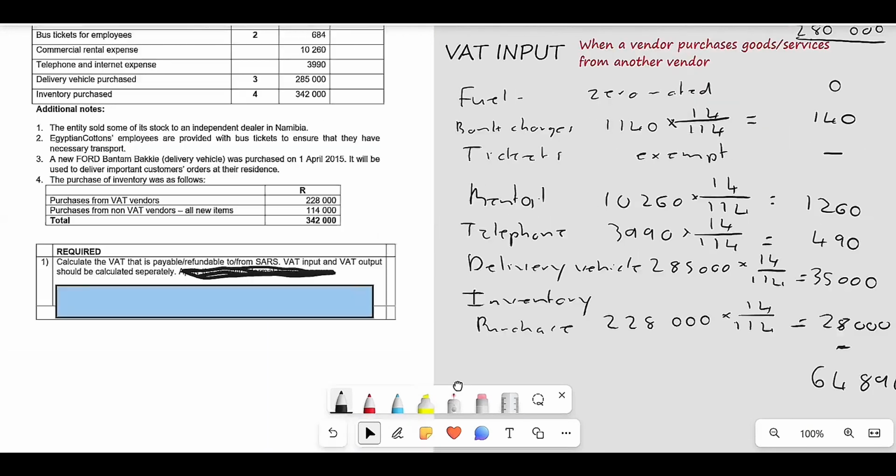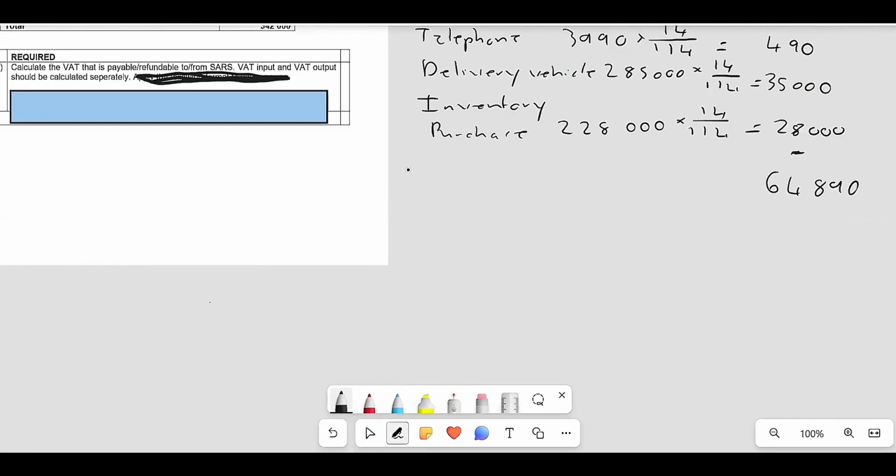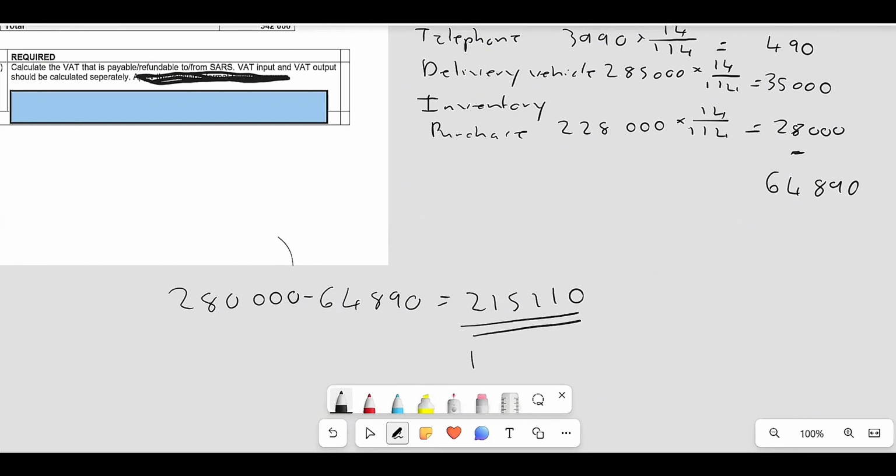The required says calculate the VAT payable or refundable to or from SARS, right? So we take our amount of VAT output, which is 280,000, which we would have to pay to SARS if there were no input VAT. We have an input VAT of 64,890. Then it gives us an amount of 215,110. Therefore, this amount would be payable to SARS since our output exceeds our input. However, if inputs were greater than our output, then it would be an amount receivable from SARS.